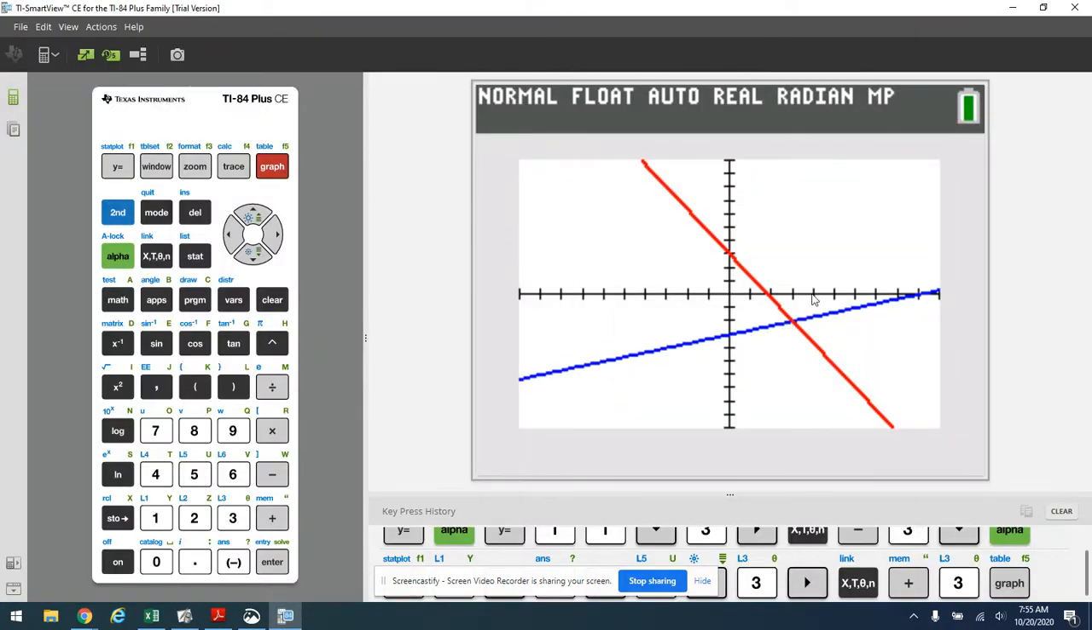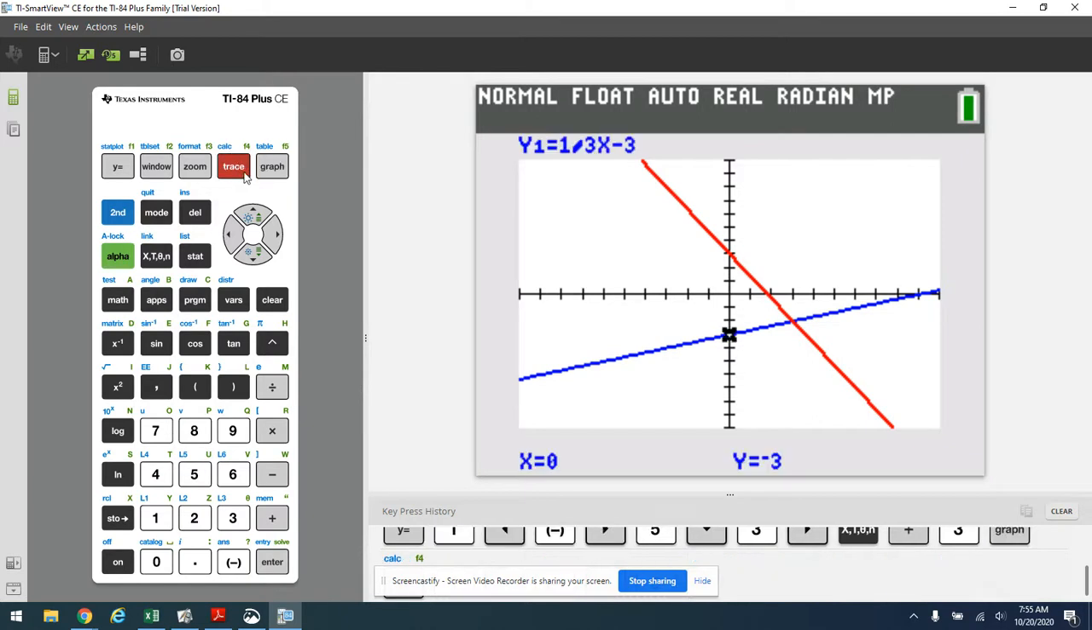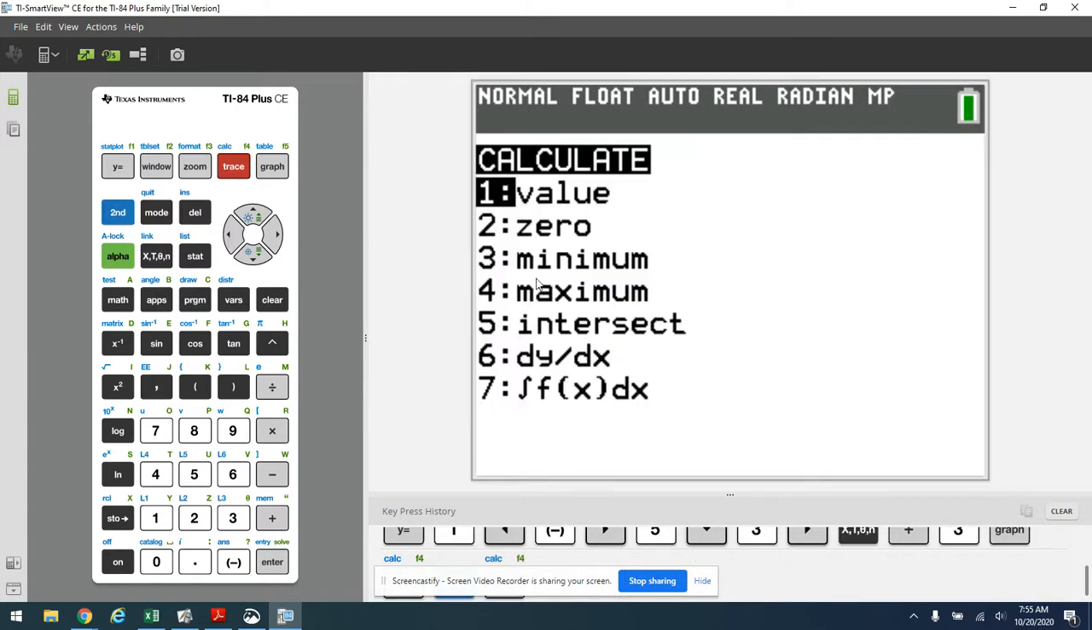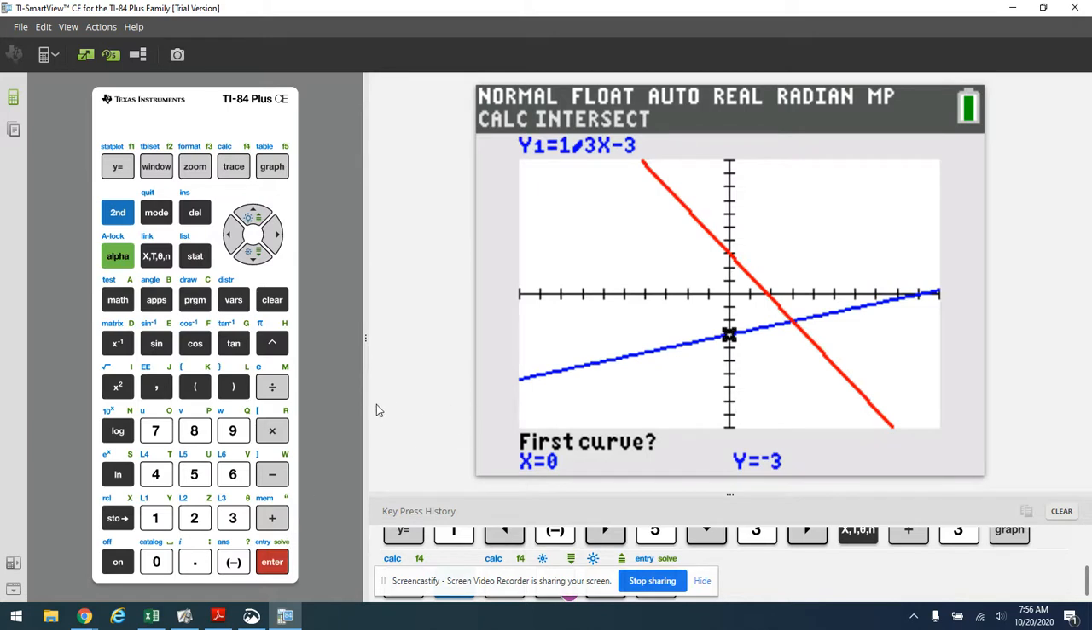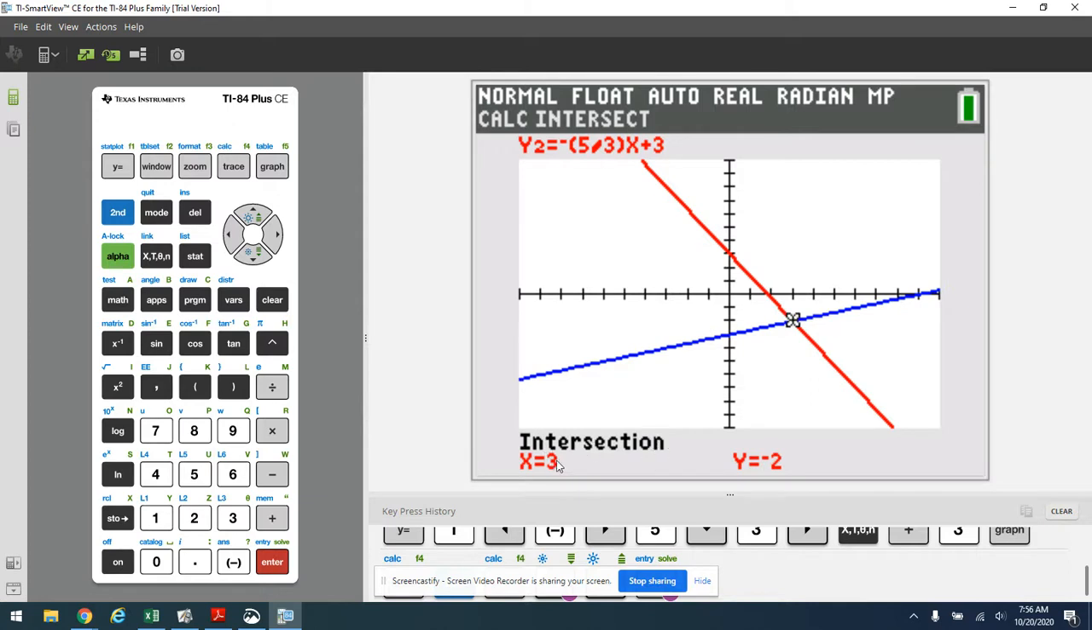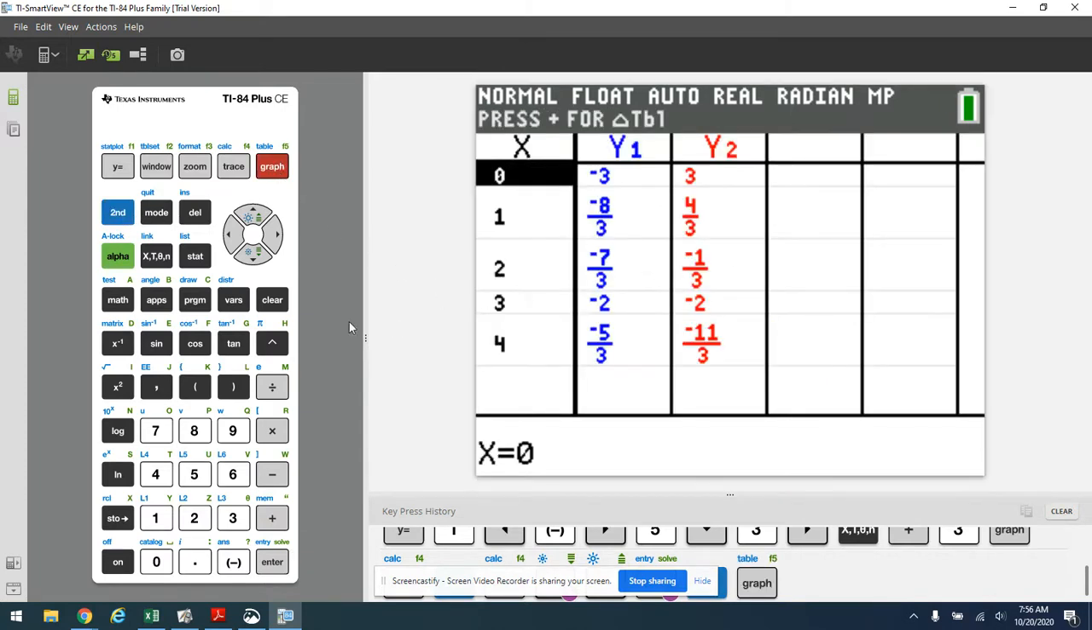Now, to find that intersection, I want to do second trace. And we want to talk about the intersect. So basically, I'm going to go to 5, enter. Hit enter once for that line, enter once for that line, and take a guess here. And you'll see that the intersection point is 3, -2. So basically that works for us. Now I want to fill in my table. So second graph, and now I can fill in that table that we have up here.